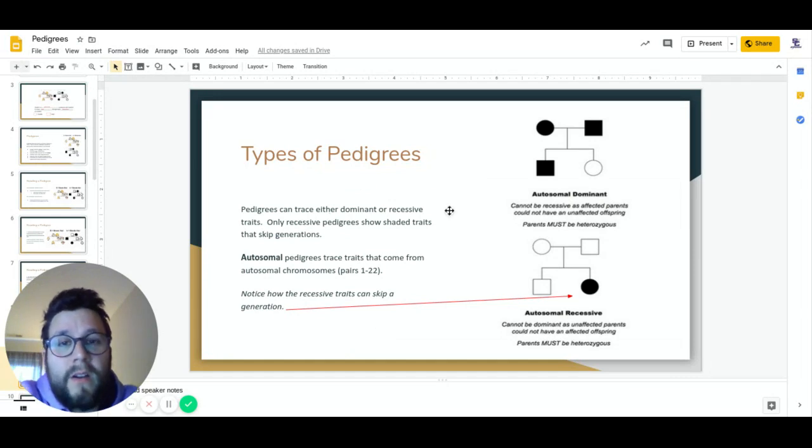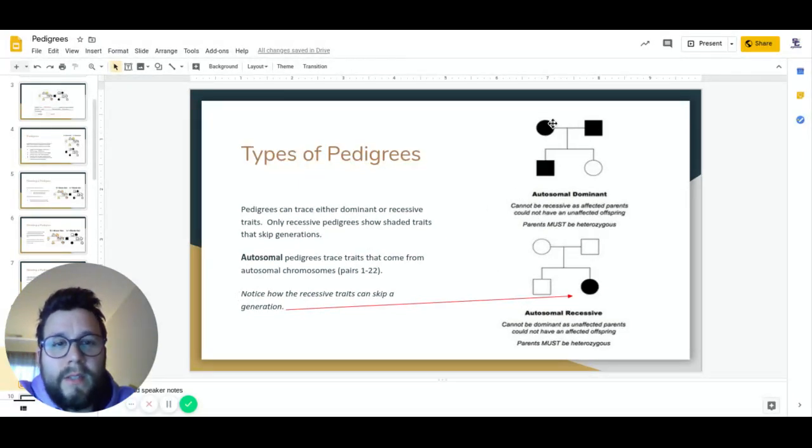So what we're looking at here are called autosomal pedigrees. That means that they're traits that are on the autosomal chromosomes. So those first 22 pairs, if you have 46, that'd be the first 44 chromosomes. Those last two, they have different inheritance patterns. We'll get more into that later.